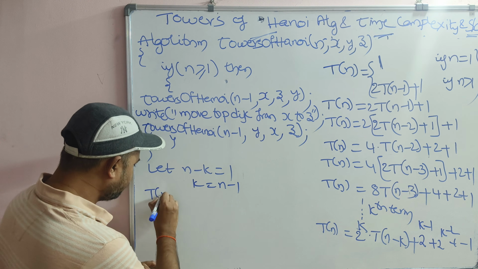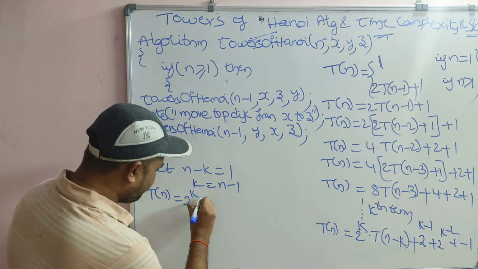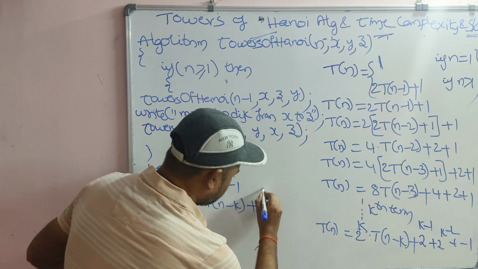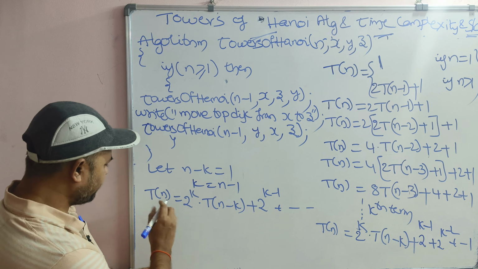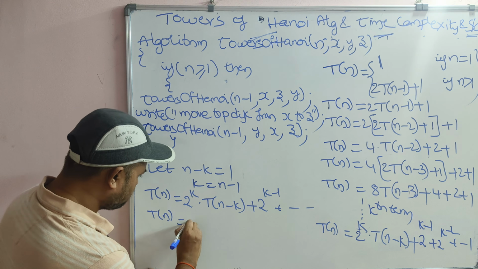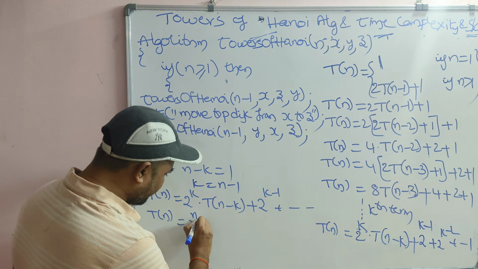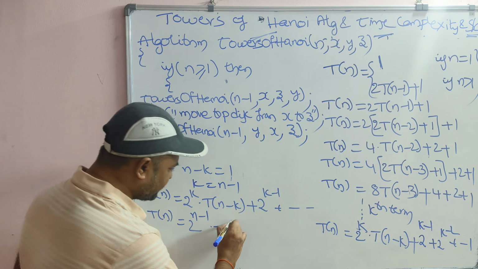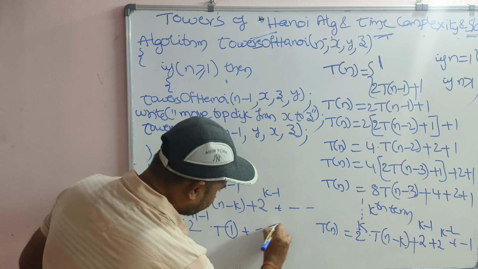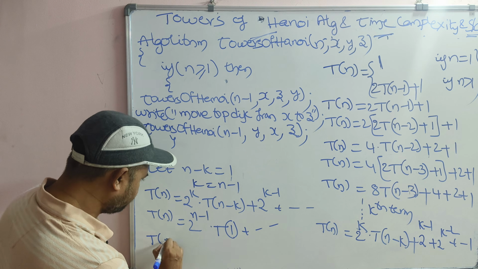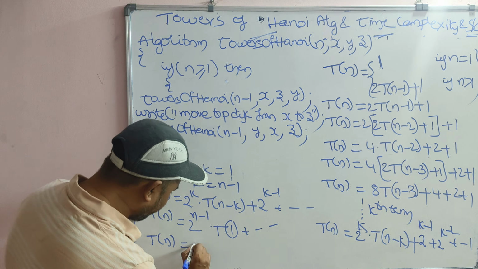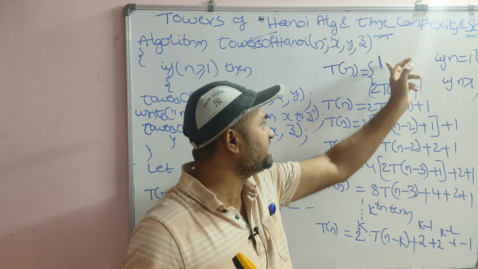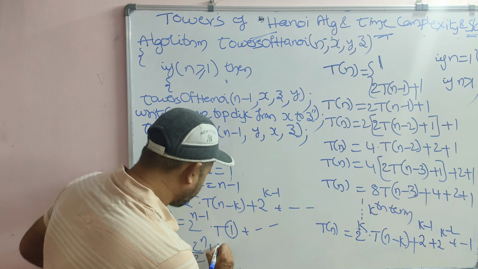So here what is the equation? t of n equal to 2 power k into t of n minus k plus we have some equation. So 2 power k minus 1, so on like this. We have some equation. So t of n equal to 2 power, what is k? k means n minus 1. 2 power n minus 1 into t of, what is n minus k? n minus k is nothing but 1. 2 power 1, t of 1 plus some equation. Okay. So t of n equal to 2 power n by 2 into, what is t of 1? t of 1 means 1 into 1 plus so on.